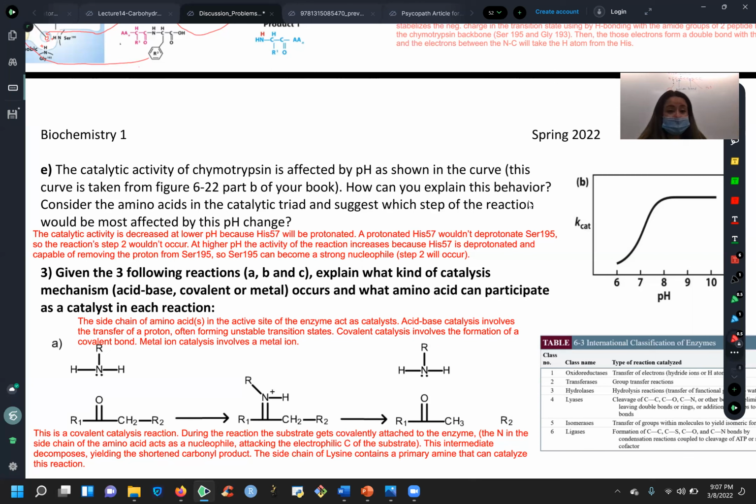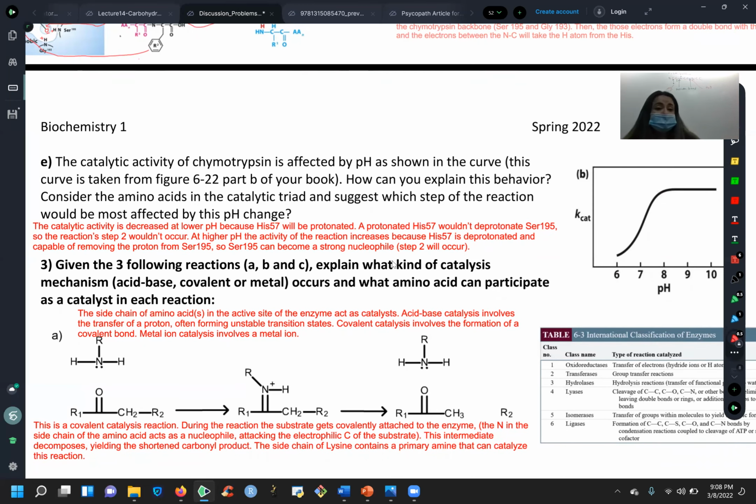Because at a lower pH, whether it's 6 or 7, histidine has his proton, so it wouldn't steal anyone else's. At a higher pH, the activity of the reaction increases because histidine 57 is deprotonated, and it's able to remove the proton from serine 195. So serine 195 can become a strong nucleophile.